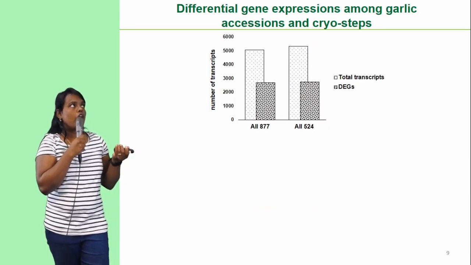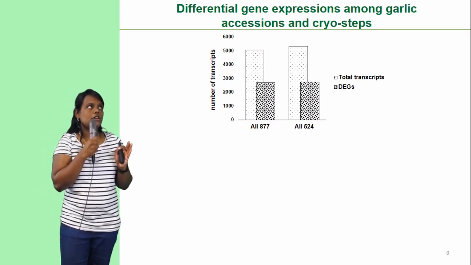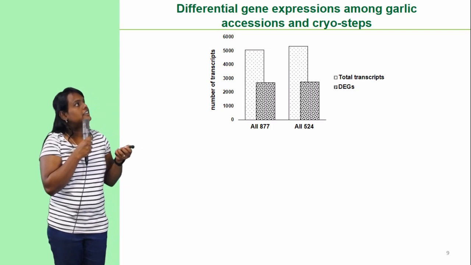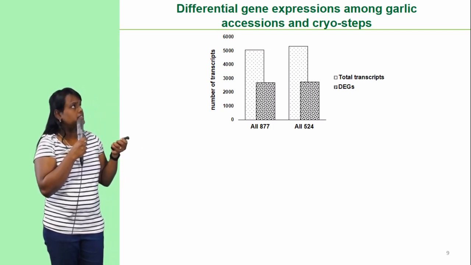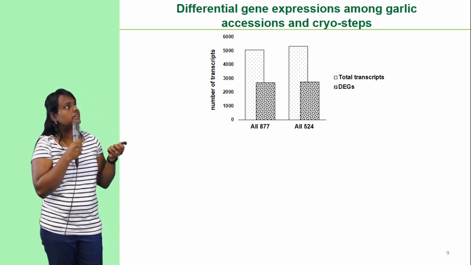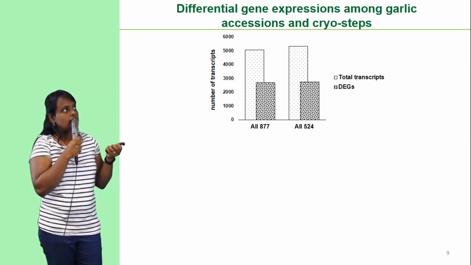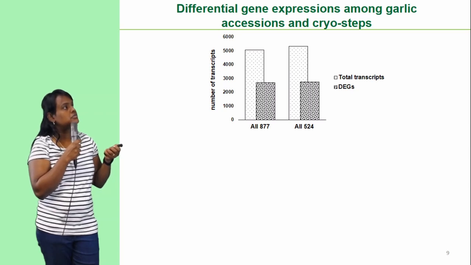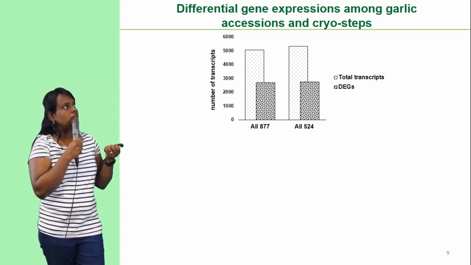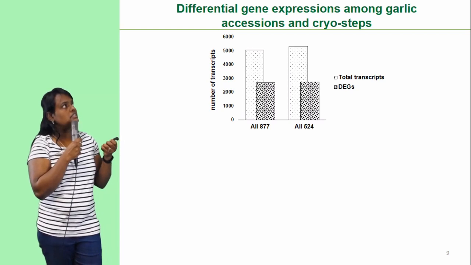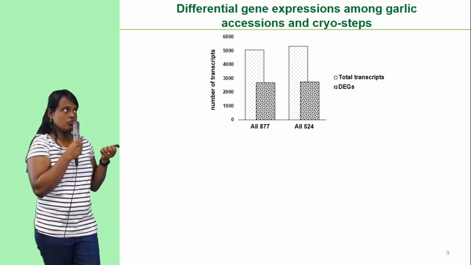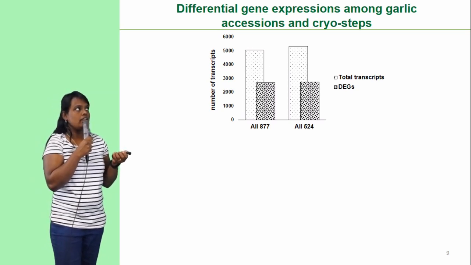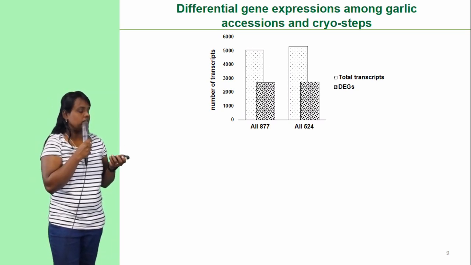Now let's see how many genes are differentially expressed among the garlic accessions and in cryosteps. Here, Allium 877 has around 5,039 total transcripts. Of these, 2,686 transcripts are differentially expressed. In Allium 524, 5,329 transcripts are the total in number, and the differentially expressed are 2,786. Here we do not see big differences.